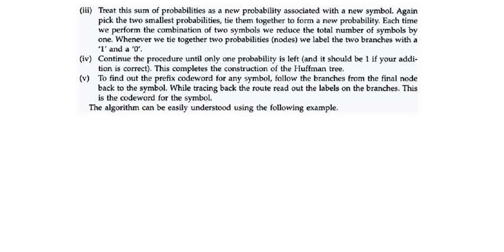So, in the last class we have seen the prefix condition and how to check whether a code is instantaneous or not. For any variable length code it should satisfy both the prefix condition as well as the Kraft inequality. Prefix condition means no code word should be a prefix of any other code word in the same code.